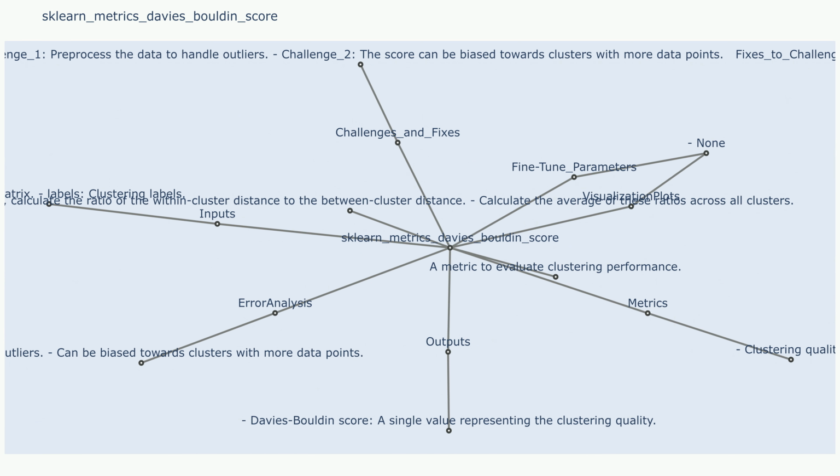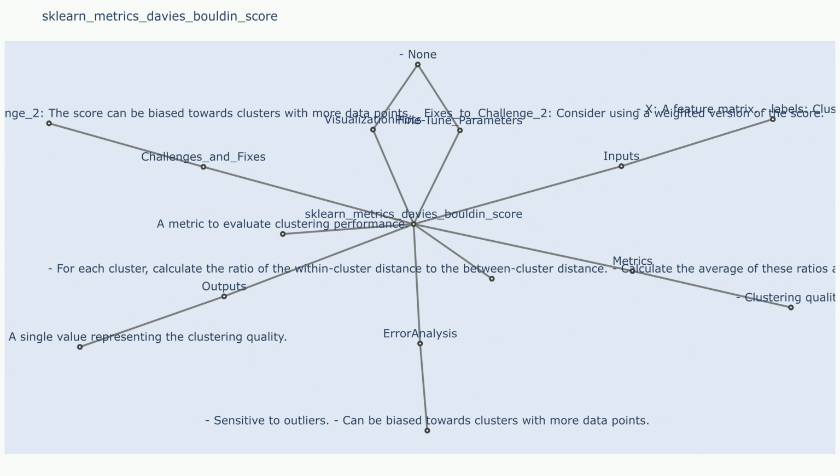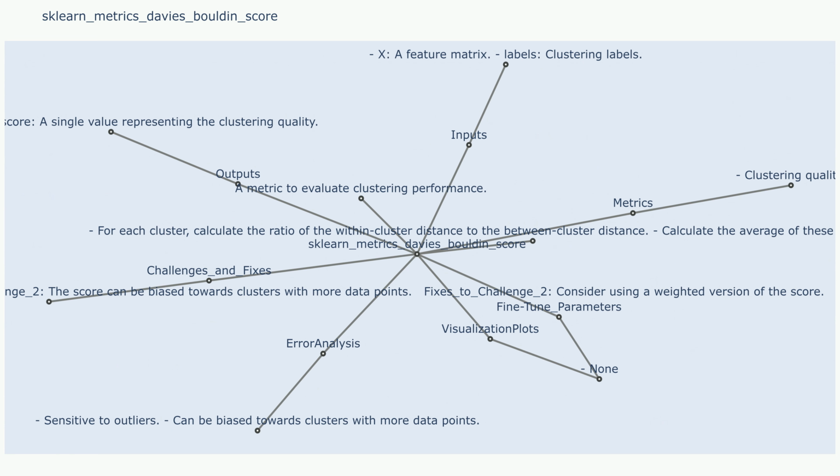Visualization plots: scatter plots can be used to visualize the clusters, with different colors representing different clusters. Dendrograms can be used to visualize the hierarchical clustering process, providing insights into the structure of the clusters. Fine-tune parameters: none. The Davies-Bouldin score does not have any tunable parameters.